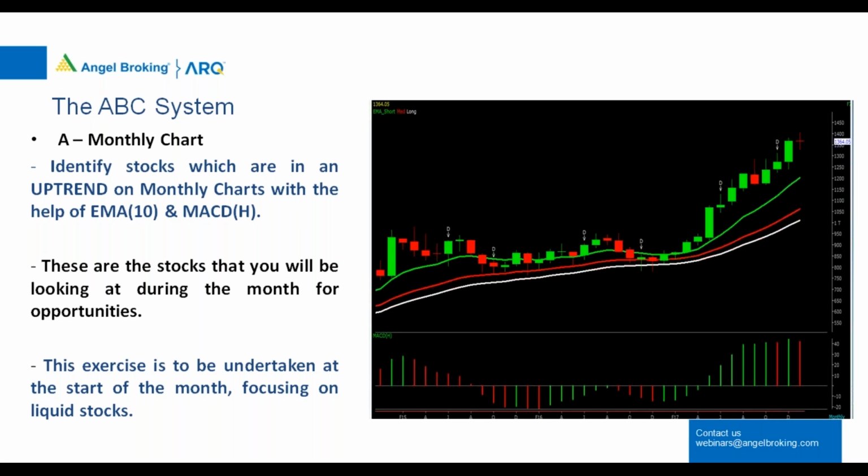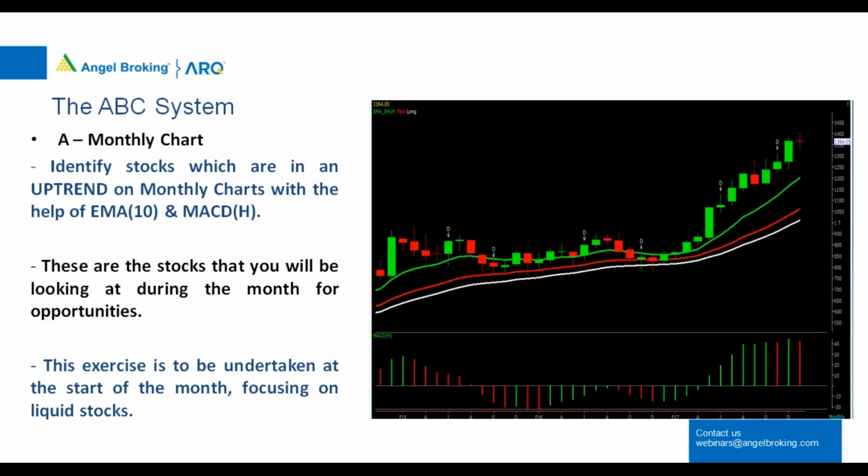So now we look at the ABC system. In the ABC system, first we see the monthly chart. What you always need to understand is to always start from the long-term view. Don't ever go down to the short-term view, because in this system we are first looking at the monthly charts, and in the monthly charts we are seeing how the overall chart is performing.